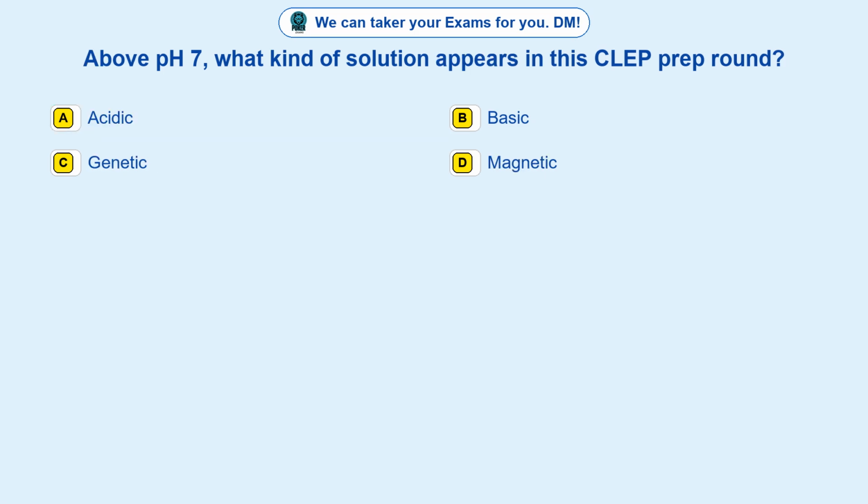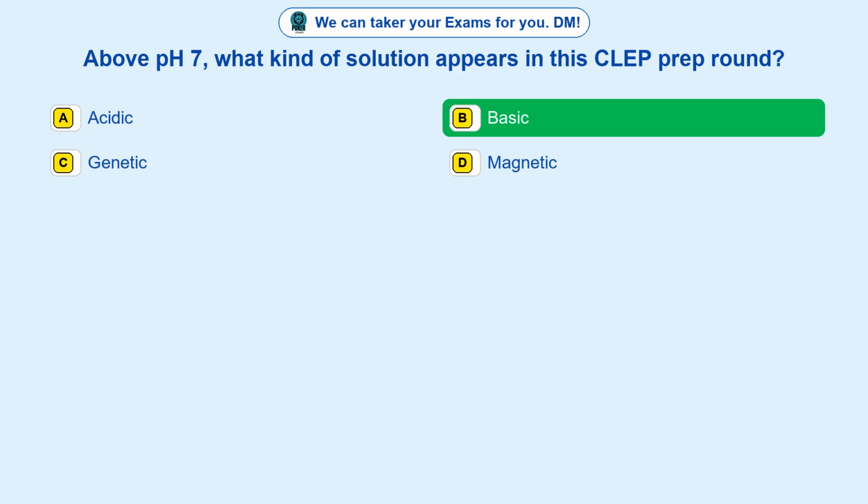Question 36. Above pH 7, what kind of solution appears in the CLEP prep round? Option A, acidic. Option B, basic. Option C, genetic. Option D, magnetic. The correct answer is option B, basic.